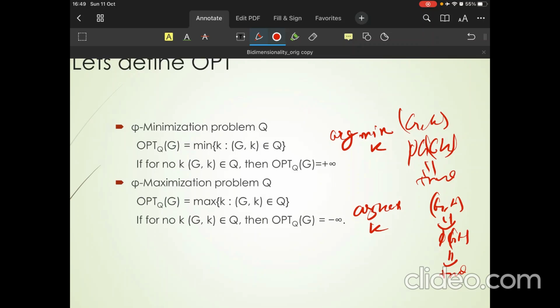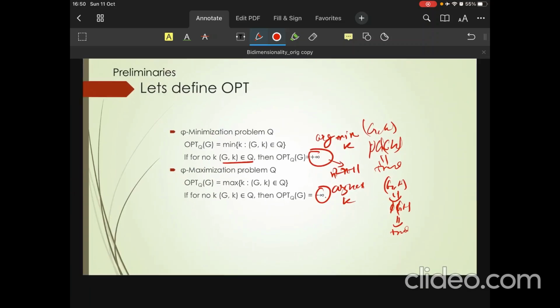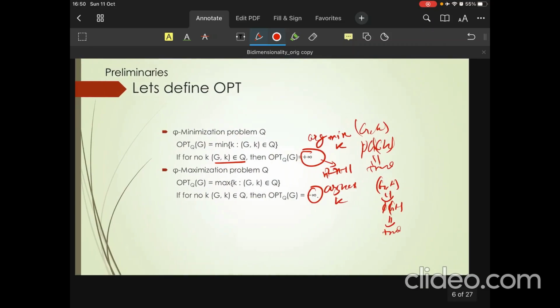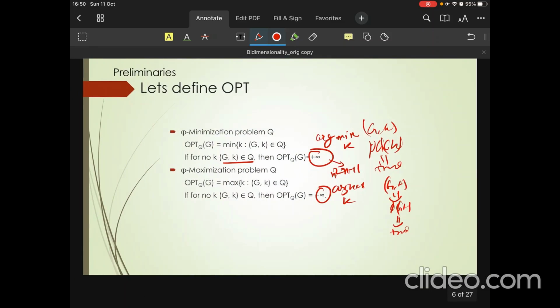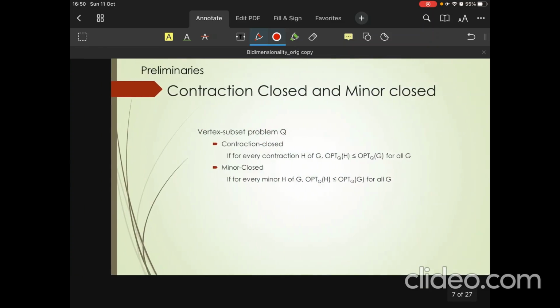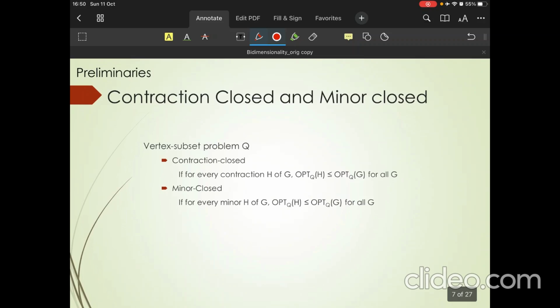Trivially, if there is no such k that satisfies that g of k belongs to Q, or g of k satisfies phi, then we assign it plus infinity, and minus infinity respectively. Although algorithmically we study the problem and give it, let's say, n plus 1 or n square value for vertex cover or something. So it need not be infinity, it can be just an arbitrarily large value which cannot be the size of a feasible solution.